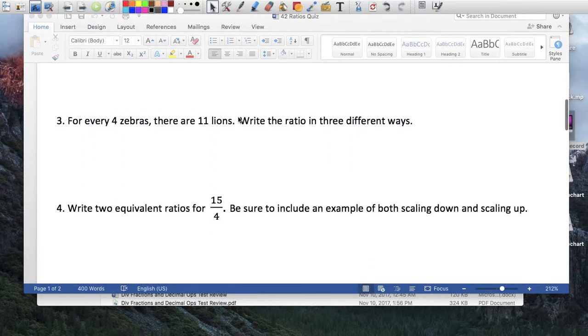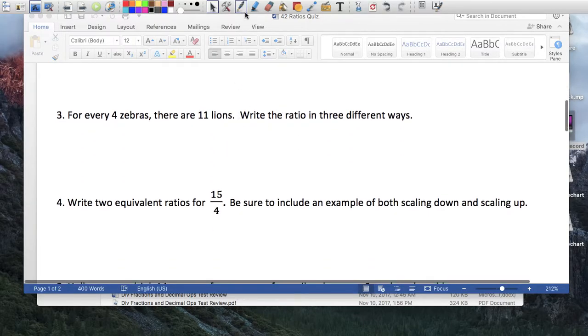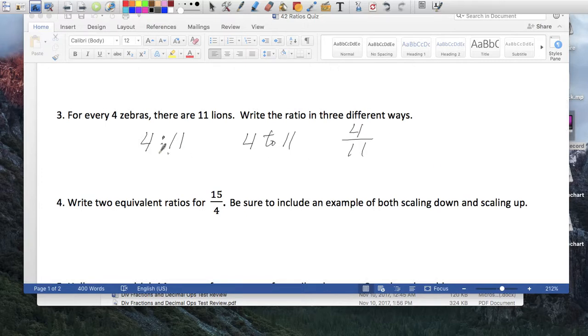Three. For every 4 zebras, there are 11 lions. Write the ratio in 3 different ways. 4 zebras to 11 lions. You can use a colon. You can use the word to. And you can express this as a fraction if you so choose to. In this case, you have no choice. So I'm looking for all these 3.